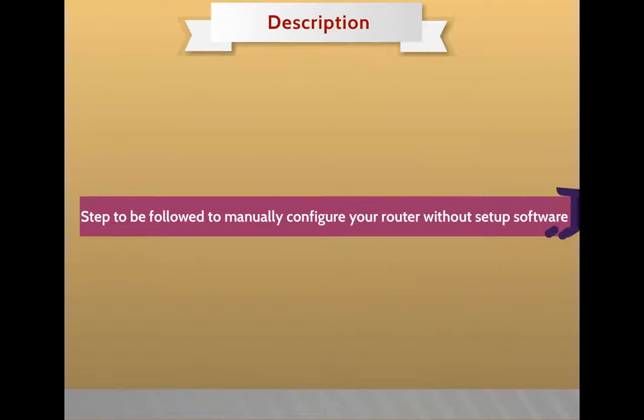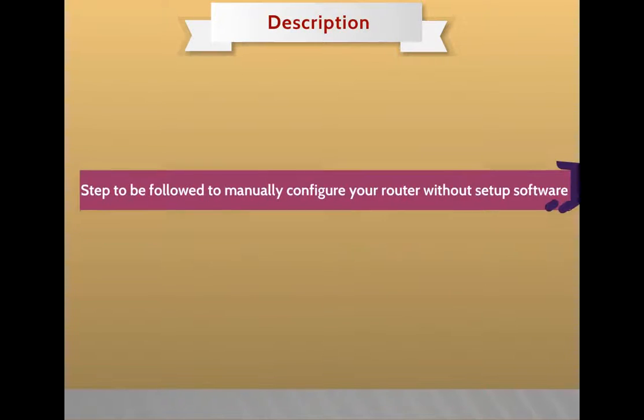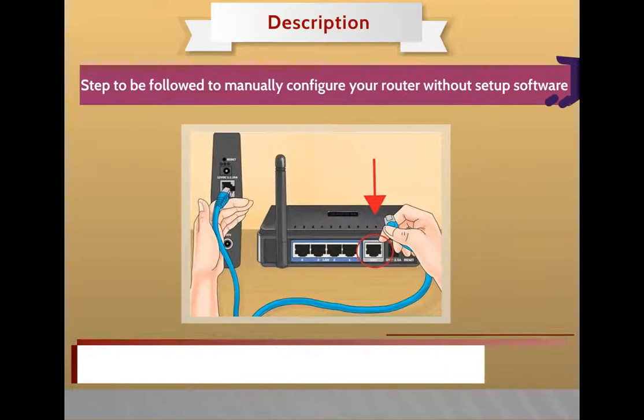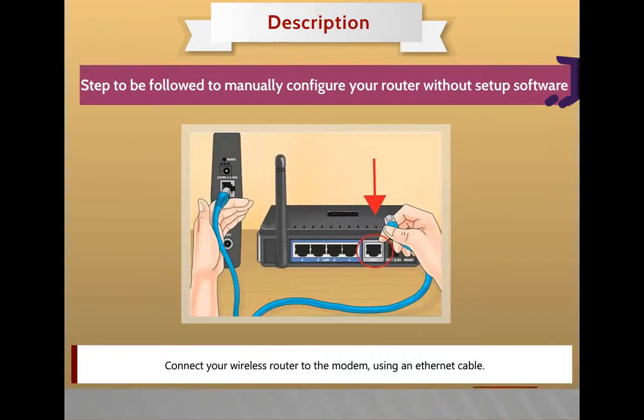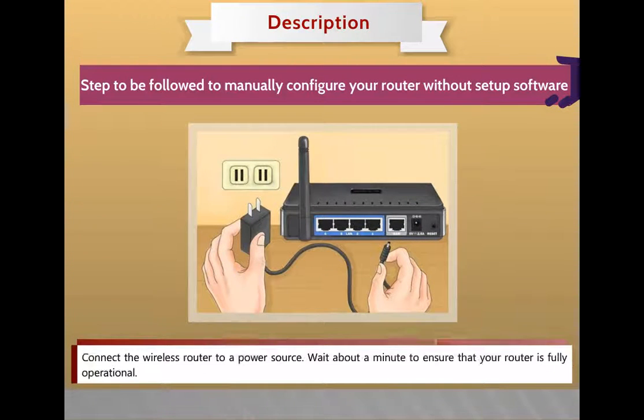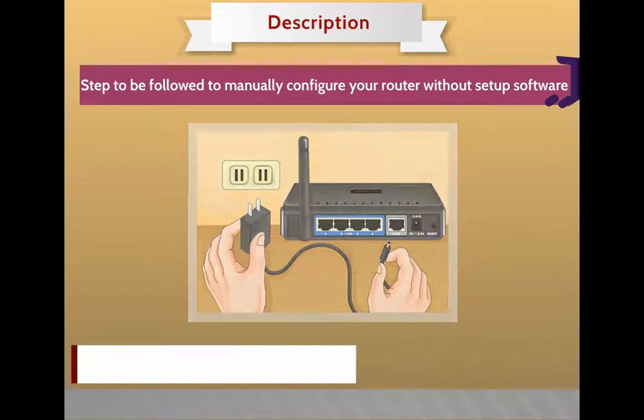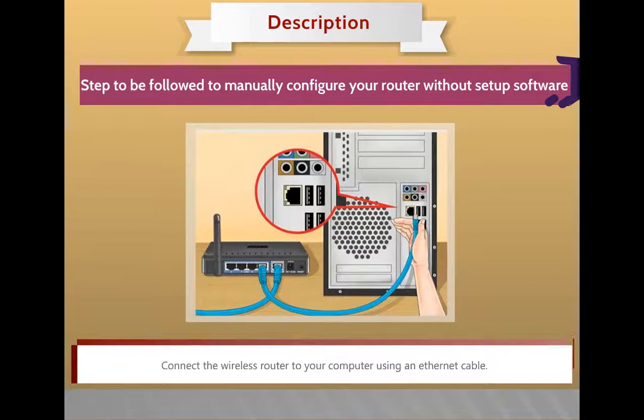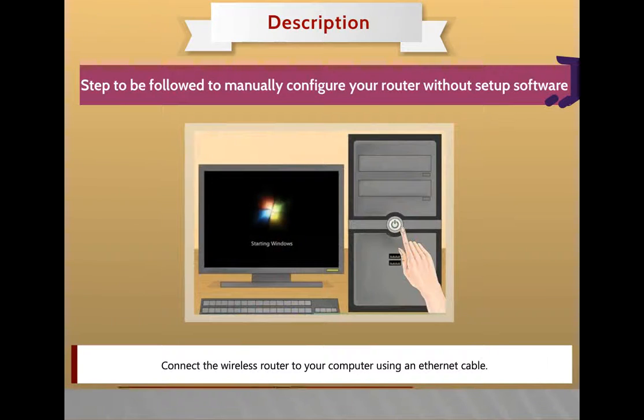Steps to be followed to manually configure your router without setup software. Connect your wireless router to the modem using an Ethernet cable. Connect the wireless router to a power source. Wait about a minute to ensure that your router is fully operational. Connect the wireless router to your computer using an Ethernet cable.